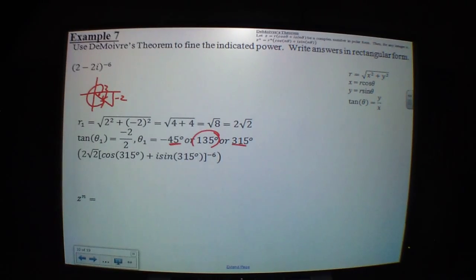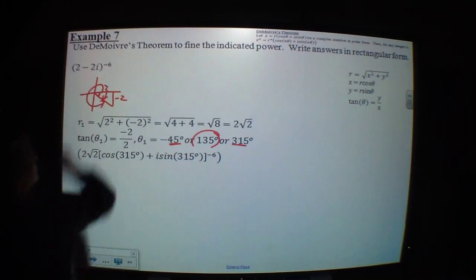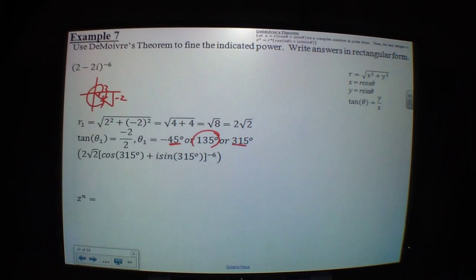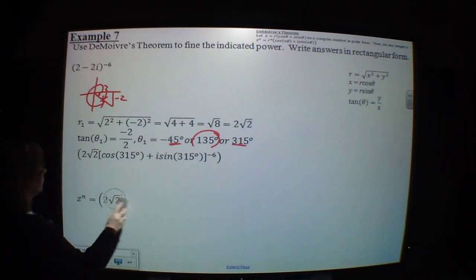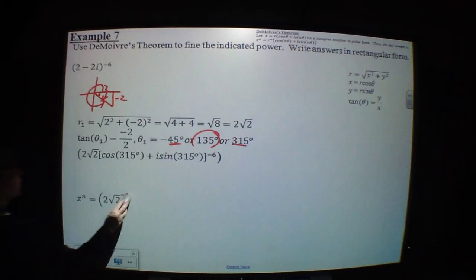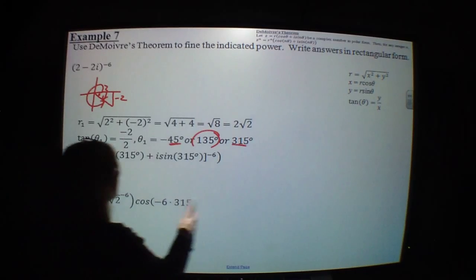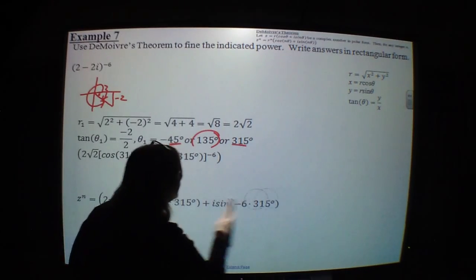to the -6. So I wrote this in polar coordinates, and then there's a -6. Using the rule here, the theorem, it would be 2 radical 2 to the power of -6, cosine of n, which is the power, which is 6, times the 315 degrees, plus i sine.